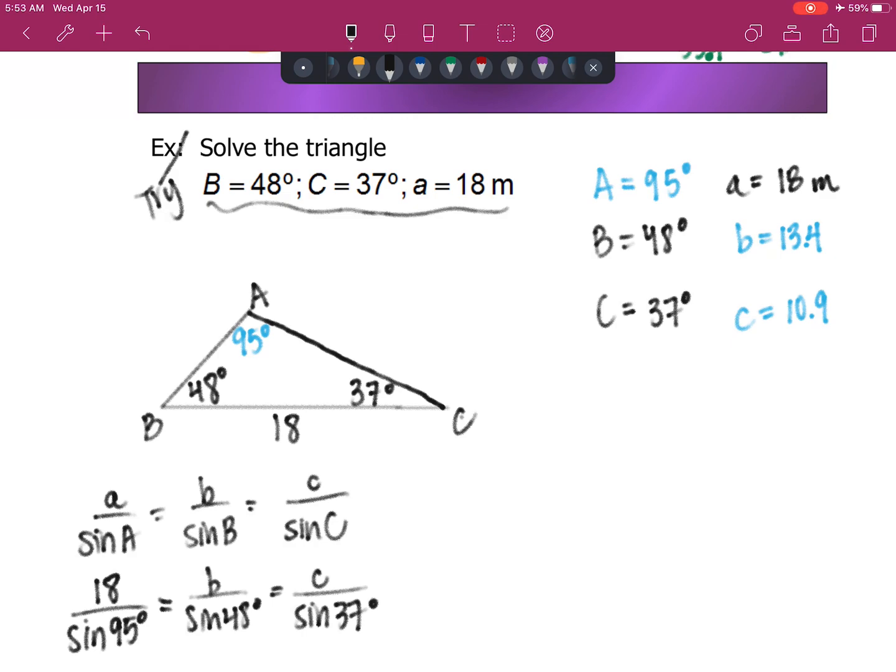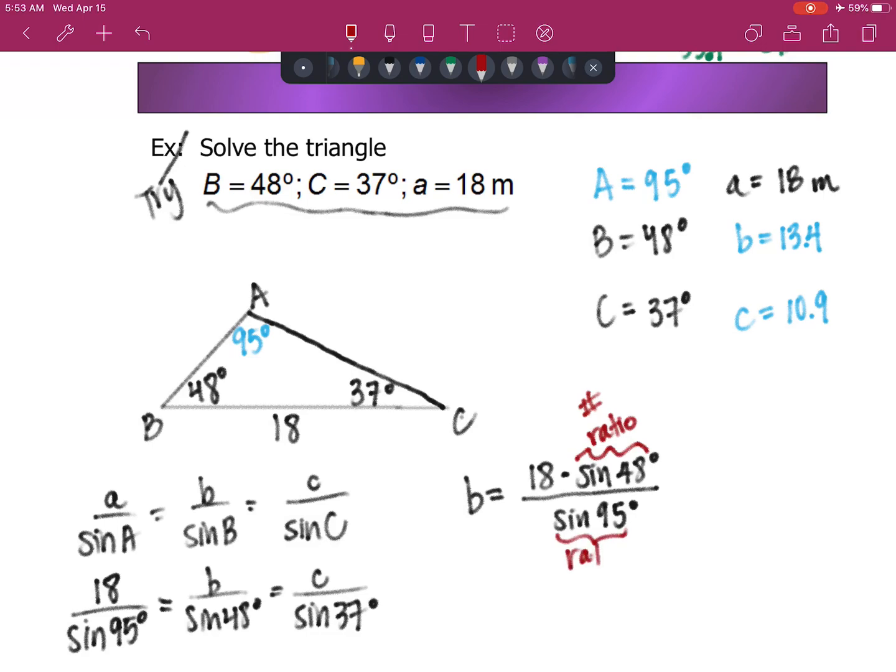I'm going to cross multiply. b is going to equal 18 times the sine of 48 degrees all over the sine of 95 degrees. So I take 18 times the sine of 48 degrees. Remember that this is just a ratio. This is just a number. So 18 times some number divided by, again, this is a ratio, just some number divided by a number. And that's how we get approximately 13.4 meters.